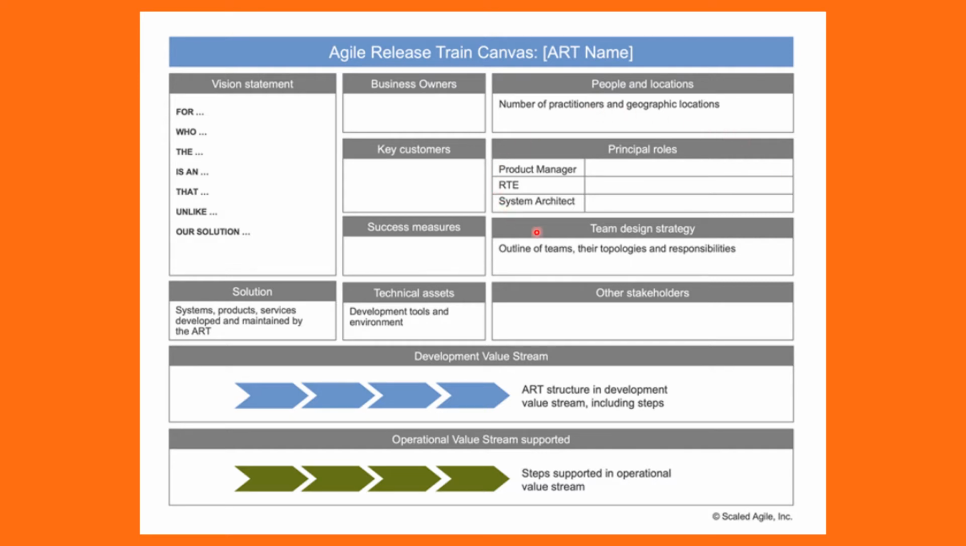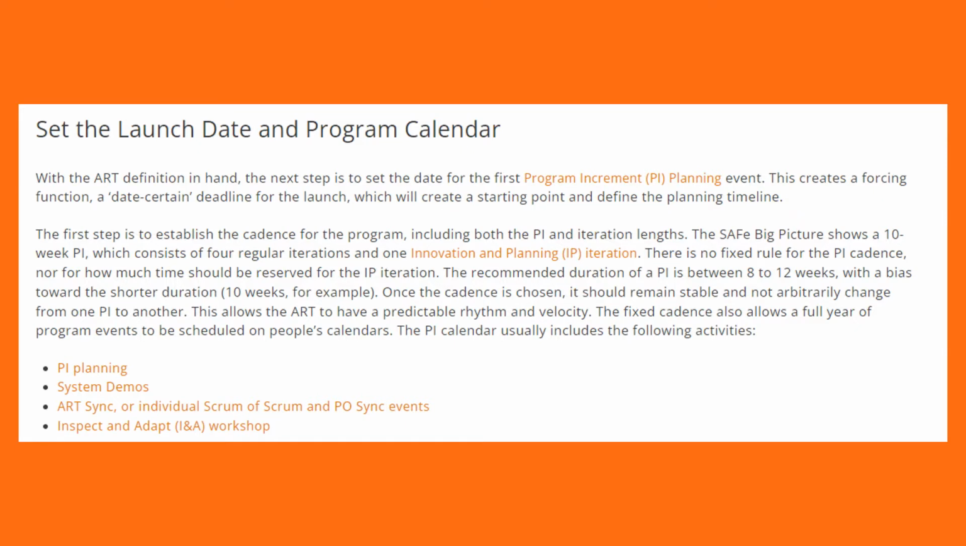There are principal roles also. You can identify who is the product manager, who is the RTE and system architect. So these are very key information. It helps you to identify further details of the ART itself. It gives a purpose, it gives the reason to launch and everything.